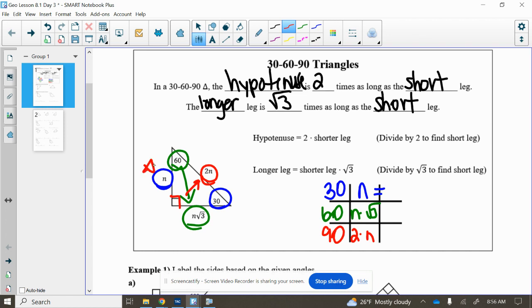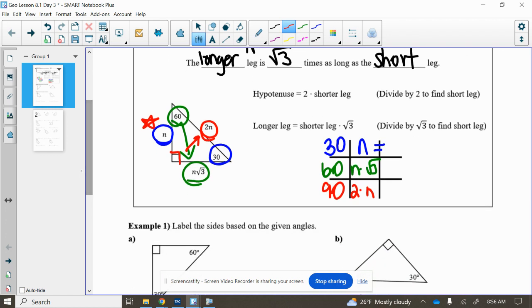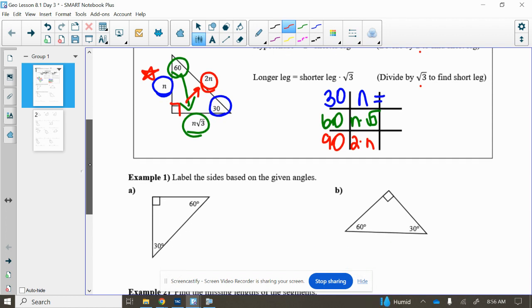So the shortest leg is our favorite because once we know what that is, we can find the other two based on that by either multiplying by 2 for the hypotenuse or square root of 3 for the long leg. Now, sometimes you might be given the hypotenuse, you would divide by 2 to find that short leg, or if you're given the longer leg, divide by square root of 3 to get that short leg.